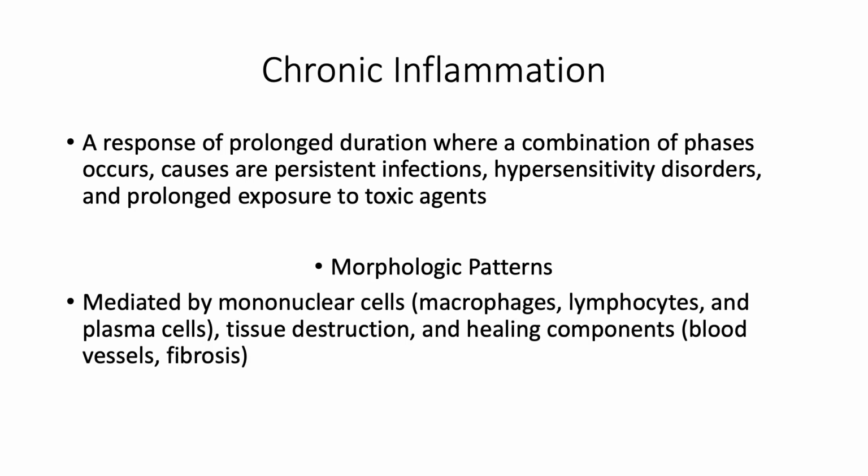Chronic inflammation is a response of prolonged duration where a combination of phases occurs. The causes are persistent infections, hypersensitivity disorders, and prolonged exposure to toxic agents. Morphologic patterns exist. These are mediated by mononuclear cells, including macrophages, lymphocytes, and plasma cells. There's tissue destruction and healing components, which include blood vessels and fibrosis.